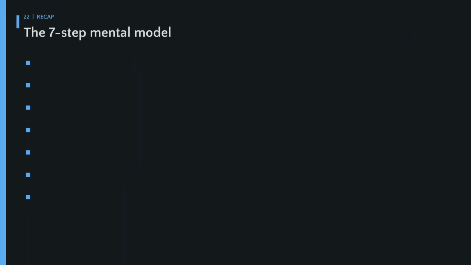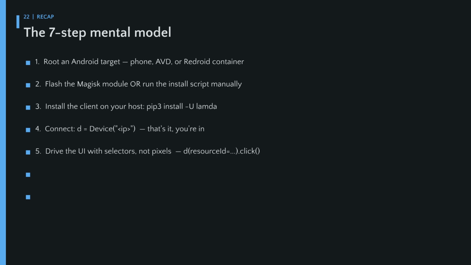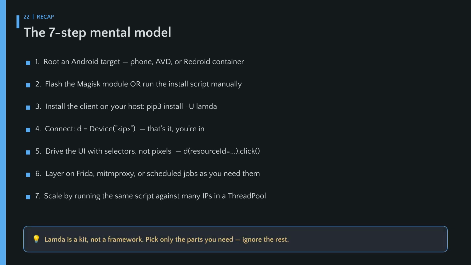To recap the mental model, root your device, install the service, install the client, connect, drive the UI with selectors, layer on reversing tools as needed, and scale using a ThreadPool. Remember, Lambda is a kit, so use only the parts you need.